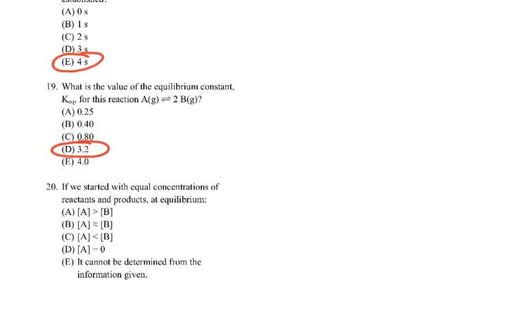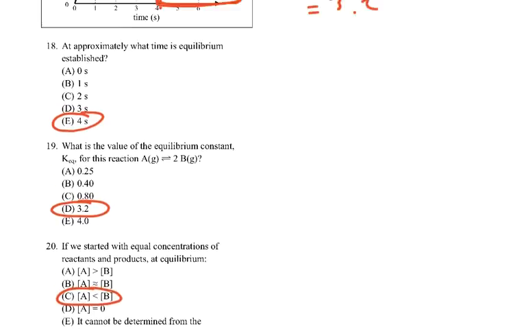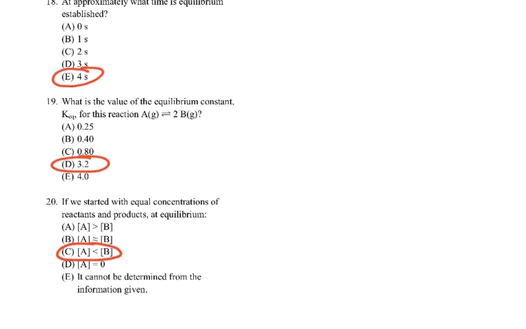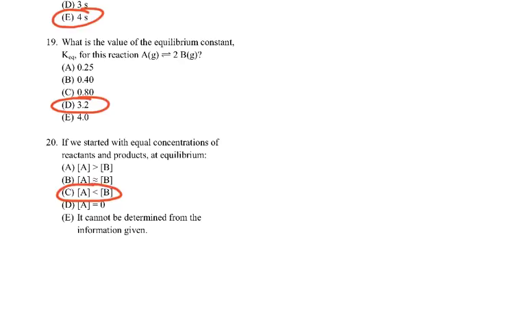So at the end, I would expect to have more B than I have A. So the concentration of B is greater than the concentration of A, or in other words, the concentration of A is less than the concentration of B. So the idea is I get to the same equilibrium, so just look at this chart and find an answer that matches that. So concentration A is less than B.